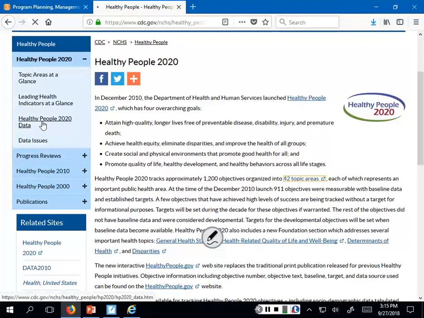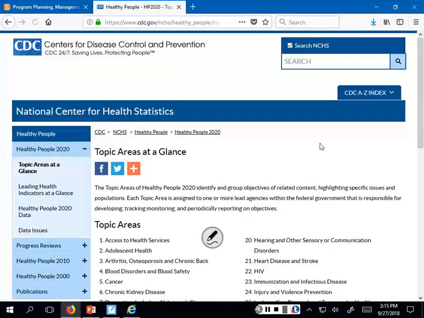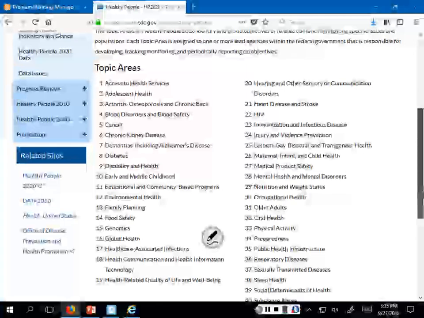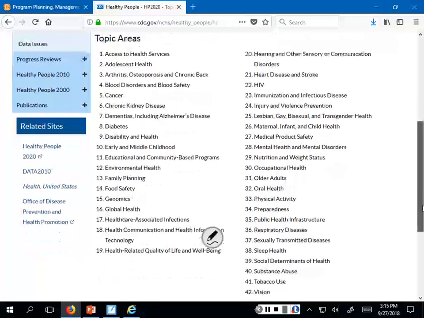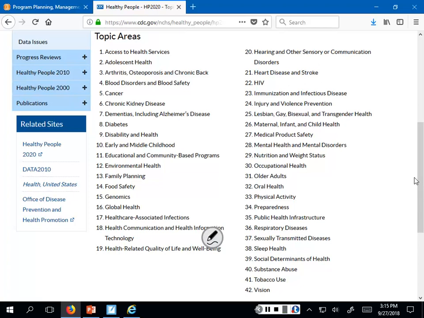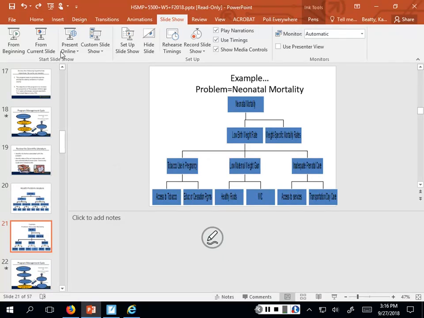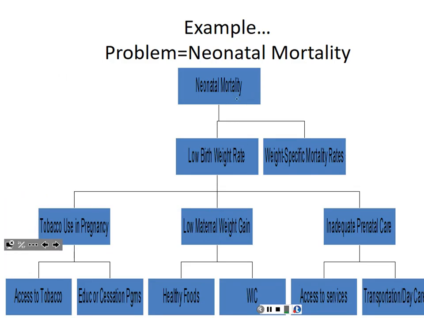So what I was going to show you are the different objectives in Healthy People 2020 related to neonatal mortality. So this is how the topic areas are, again, in Healthy People 2020. There are 42 different topic areas covering pretty much all major health indicators. And so again, neonatal mortality would fall under topic number 26, which is maternal, infant, and child health. And there are different objectives there related to the neonatal mortality rate, the objective for neonatal mortality rate in the US, as well as the other risk factors.